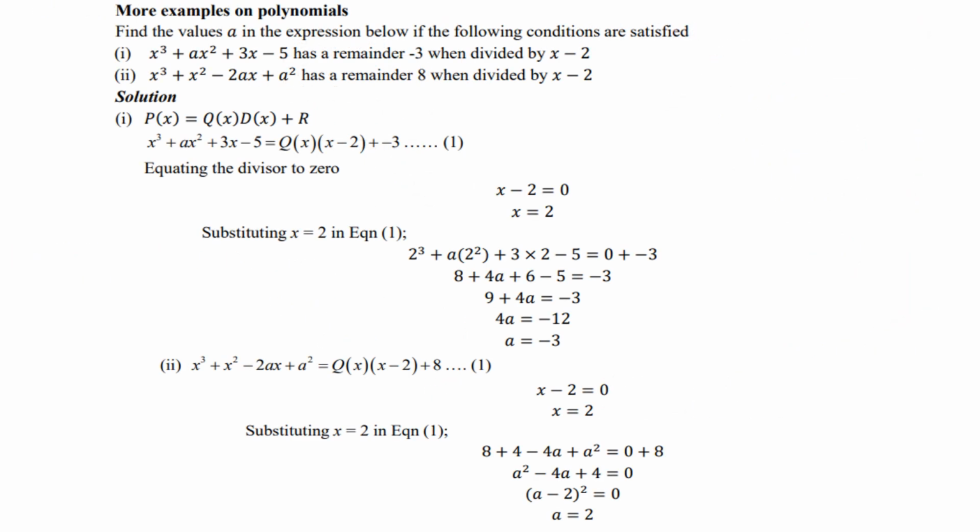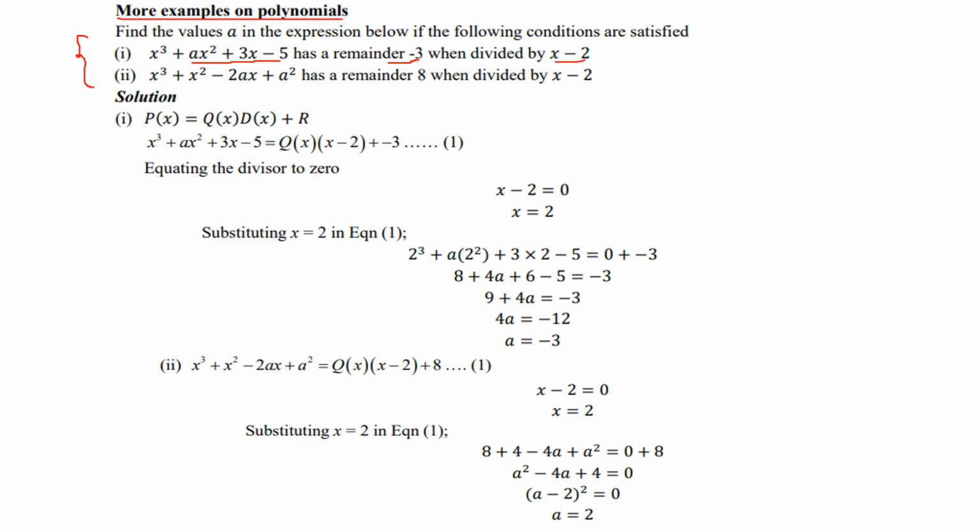Looking at more examples under polynomials, still involving the remainder theorem, we have some questions to approach, and we are told to find the values of a in the expression below if the following conditions are satisfied. In Roman numeral 1, the polynomial x cubed plus x squared plus 3x minus 5 has a remainder of negative 3 when divided by x minus 2.